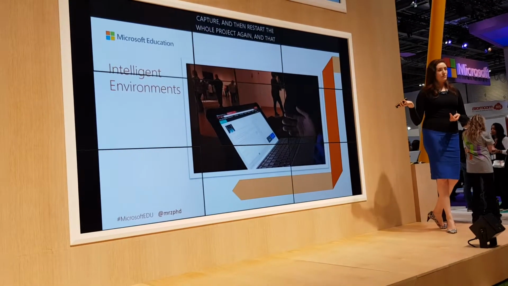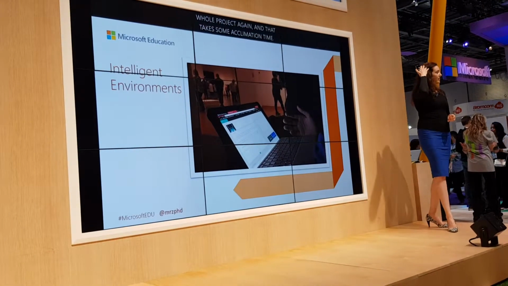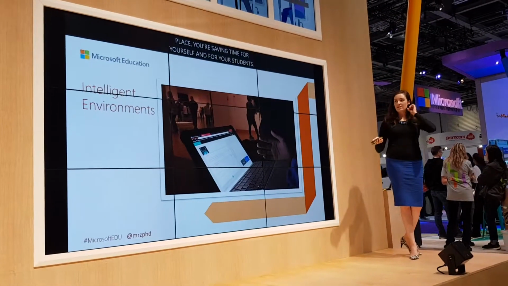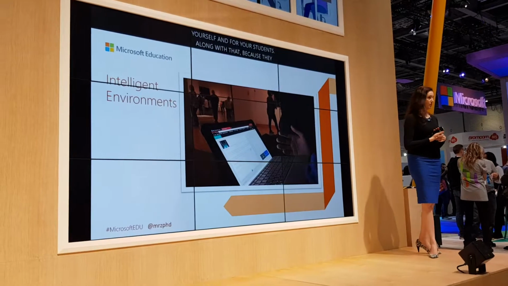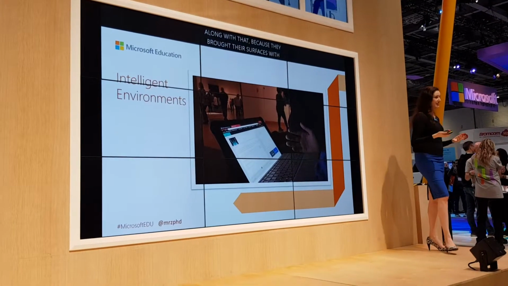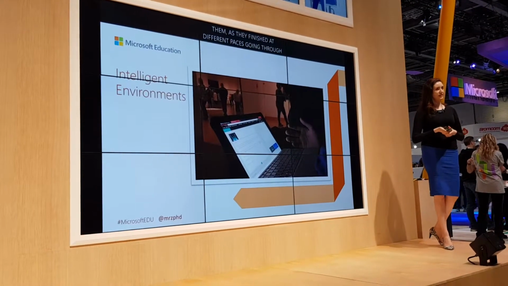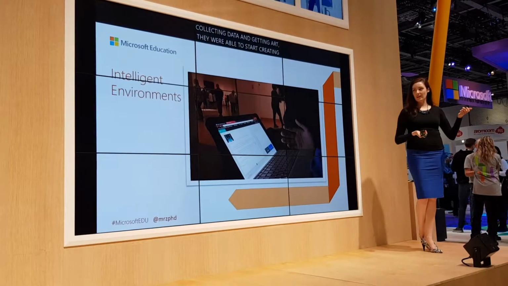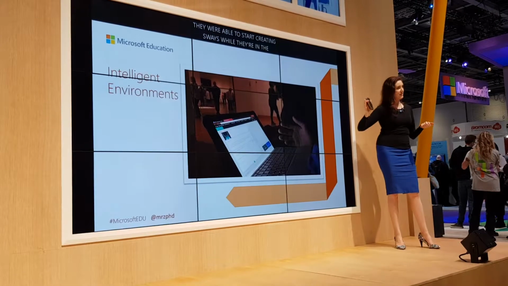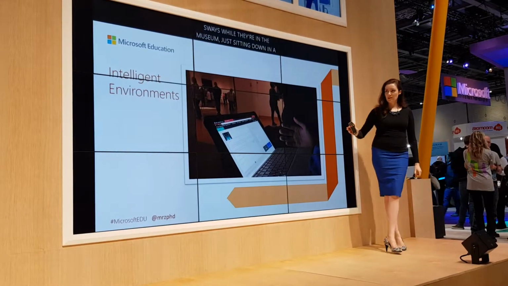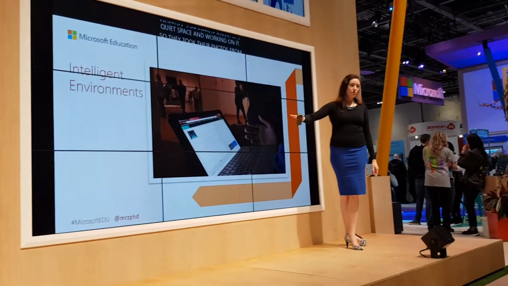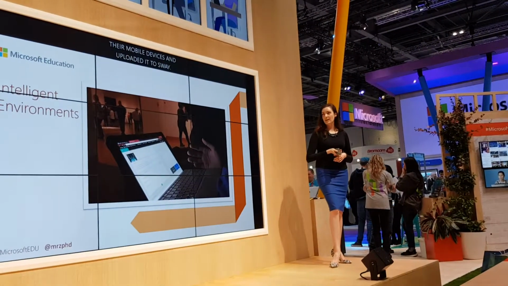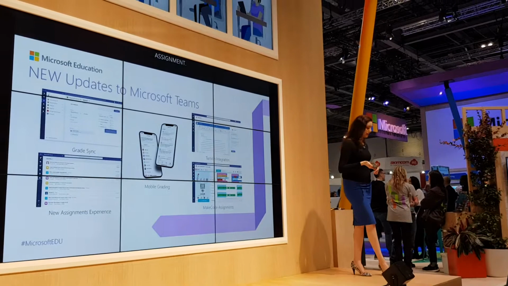Along with that, because they brought their Surfaces with them, as they finished at different paces going through collecting data and getting art, they were able to start creating Sways while they're in the museum, just sitting down in a quiet space and working on it. So they took their photos from their mobile devices and uploaded them to Sway. Sway was part of the link that was inside their original Teams assignment. Some of them used OneNote and then drew inking over those images to describe their thoughts and how they're putting pieces together, and then they would get feedback.